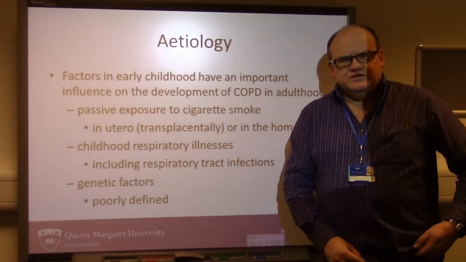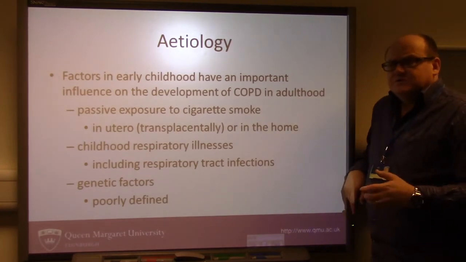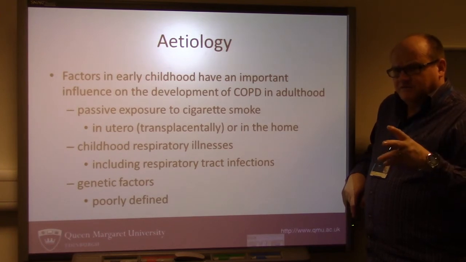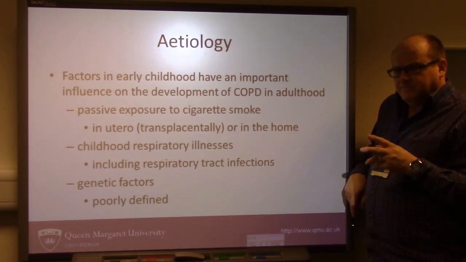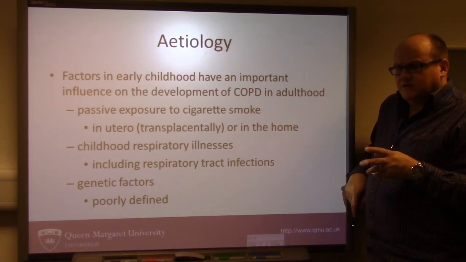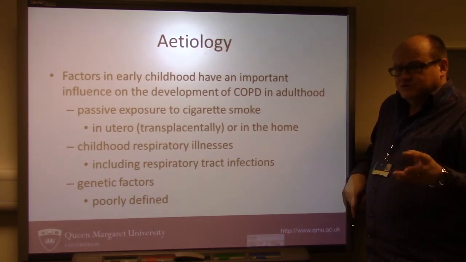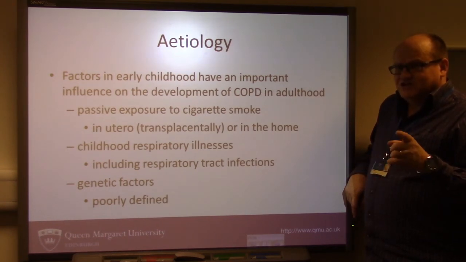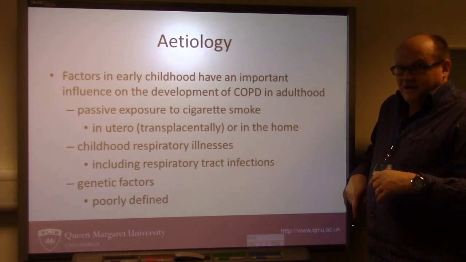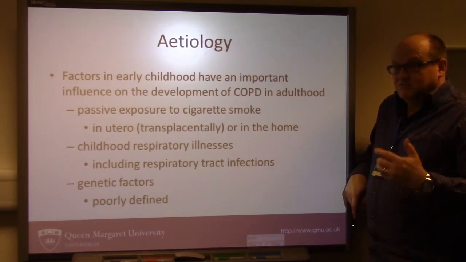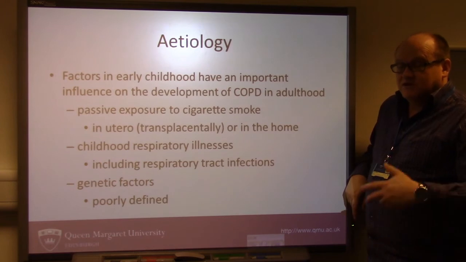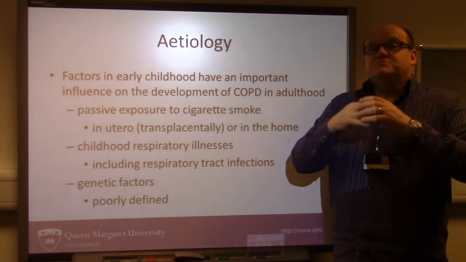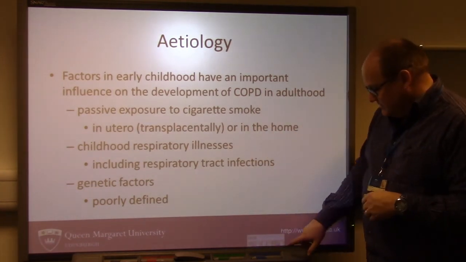Genetic factors are poorly defined, and that's not surprising when you think about it. If you've got two parents, and let's say both of them have COPD because they both smoke, and then one of their children, who is also a smoker, develops COPD, it's hard to know whether that's a genetic link or an environmental factor. Both parents smoke, they're exposed to smoke in the womb, exposed to smoke in childhood, and they themselves have started to smoke, and therefore their exposure has been much greater. So it's quite difficult to separate them out.